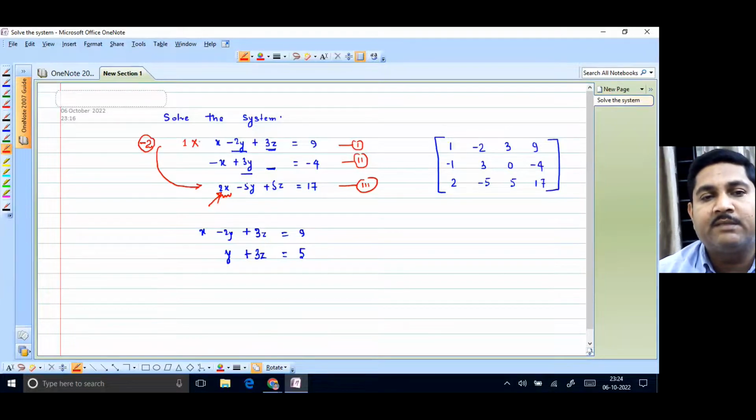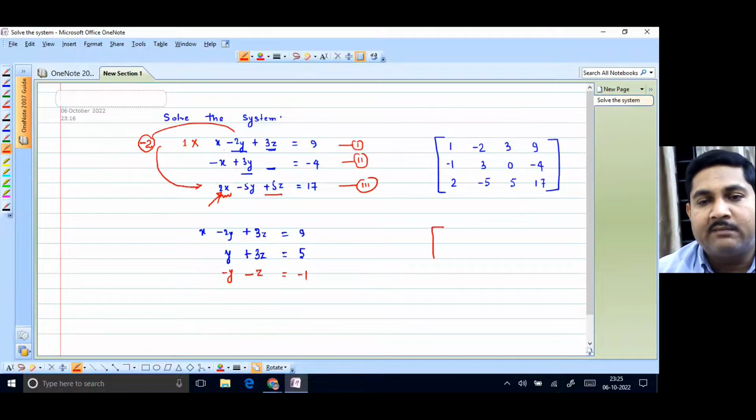With this you can see minus 2x plus 2x is 0. Minus 2 into minus 2 is 4, so 4y minus 5y is minus y. Then minus 2 into 3z is minus 6z, and plus 5z. So minus 6z plus 5z is minus z, and that is equal to minus 18 plus 17, which is minus 1.